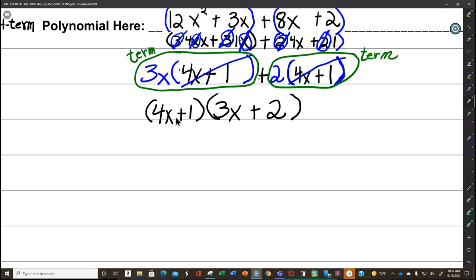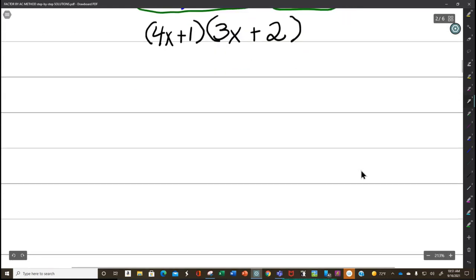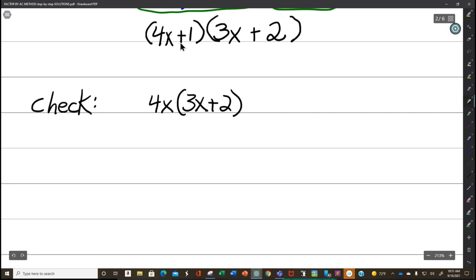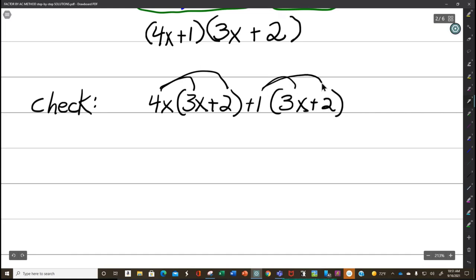All right, I would love for that to be the correct answer, but I'm going to check my answer just to make sure. Check. 4x times 3x plus 2, plus 1 times 3x plus 2. Now I distribute and distribute, distribute and distribute.